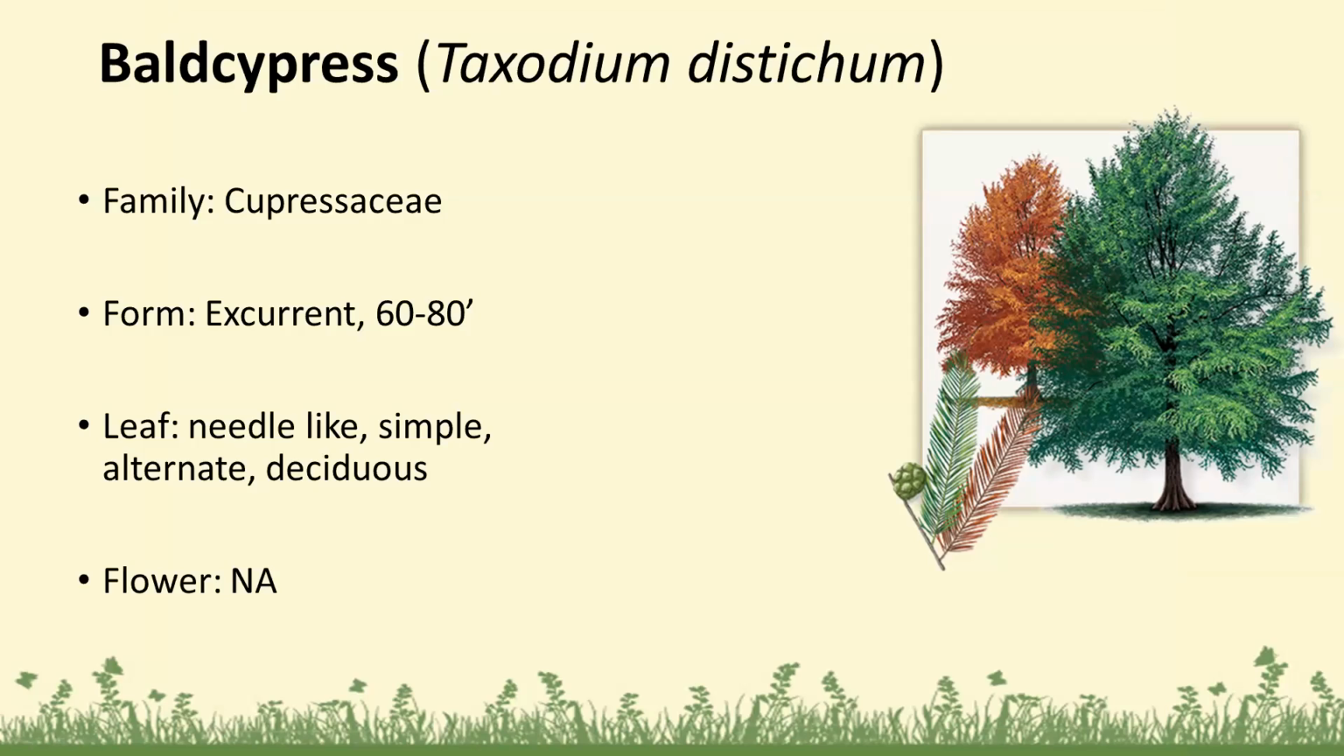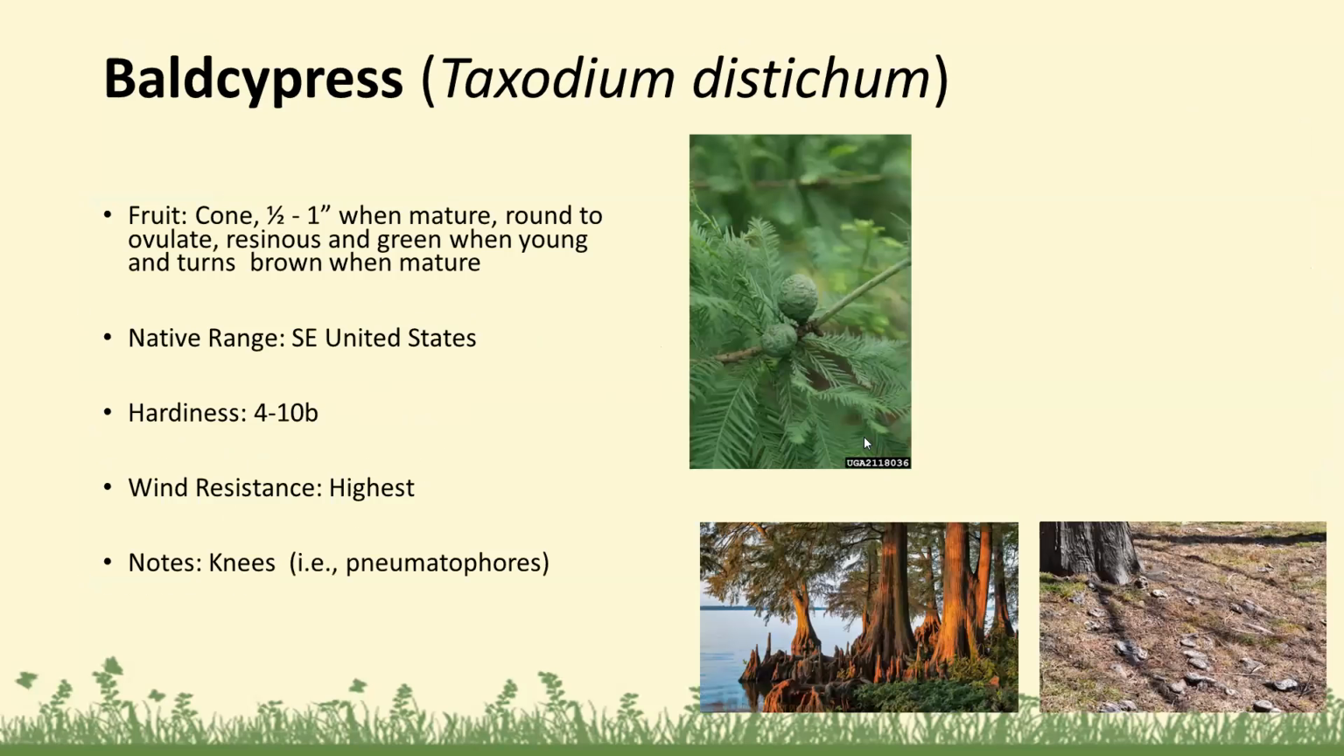Okay, I'll try and breeze through the last bit here on the bald cypresses. The family is Cupressaceae. This is a very ancient family. The form is called excurrent, as you know, that pyramidal type shape. They get to be very tall, 60 to 80 feet. The leaf is needle-like, feather-like, and the thing that's interesting is that it's a conifer, but it is deciduous. The fruit is a cone.